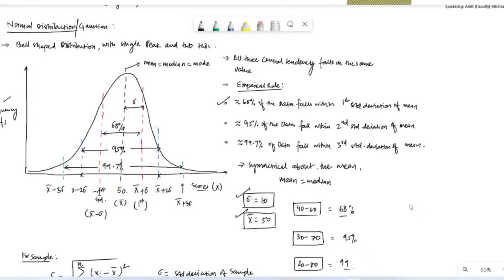Yes, both of these are part of continuous data. Both the normal distribution and the standard normal distribution will be part of your numerical data and mostly continuous.